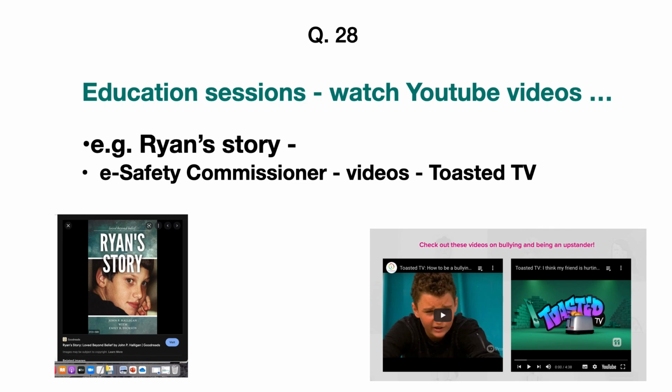One of these is called Ryan's Story, of a young boy in America who was bullied quite badly through his school and online, and he ended up committing suicide at the age of about 12 or 13, I think. Another resource is the Safety Commissioner website. There are videos on there called Toasted TV, and there's one called How to Be a Bullying Preventer, and I think My Friend is Hurting, different topics like that. So it's always valuable to try and educate the child as part of their consequence.